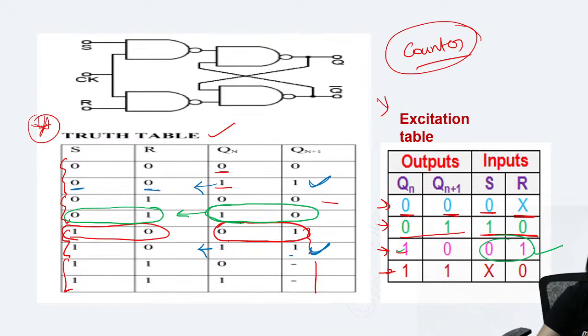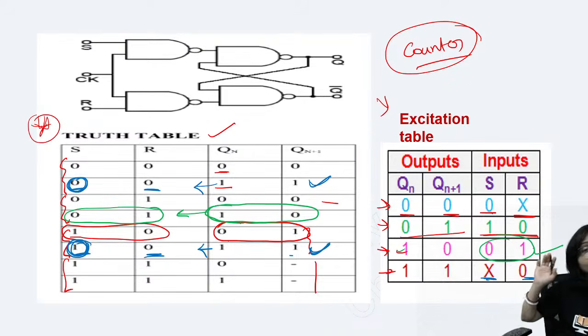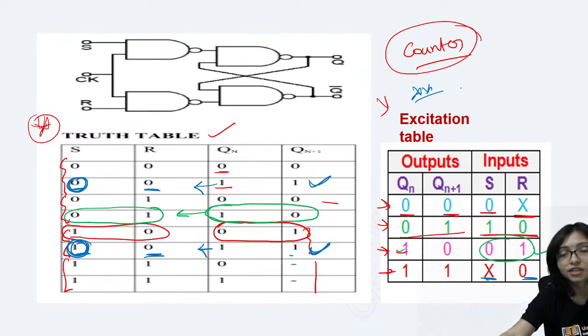Here S is 0, R is 0. Here S is 1, R is 0. Now again S and R is creating confusion. This is here creating confusion. That's why S is here don't care, and R is 0. Clear? How the excitation table is coming, this is very important, and you have to remember it.